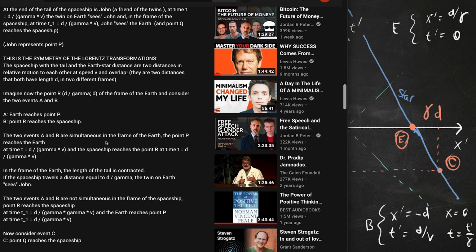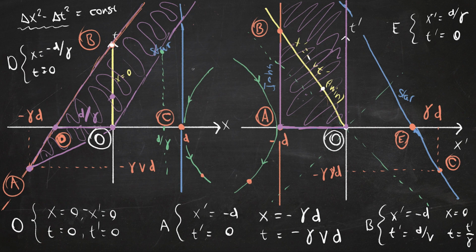The two events A and B are simultaneous in the frame of the Earth. Is that true? Okay, yeah, I think that is true, because it's d on gamma there, and then it's d on gamma there, so that moves off d on gamma forward. Okay, I'm with you so far. So the little green thing I just did and the little white thing I just did are simultaneous. That's what you're saying, right? In the Earth, right?